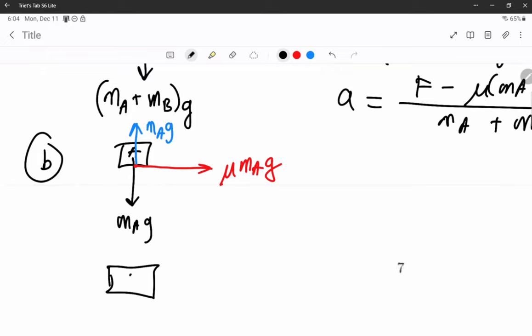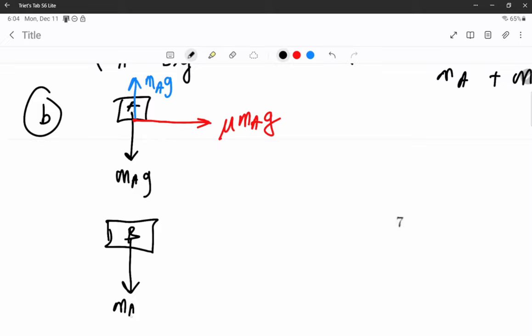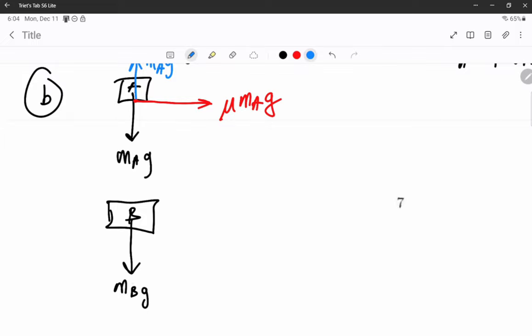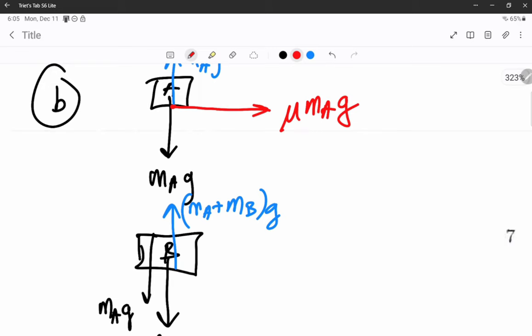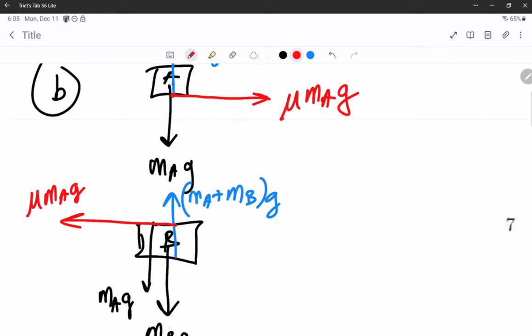And here on B, again, you have gravitational force, mBg actually. And then you also have another force from A, because A is on top of B, so that's another force applied on B from A. For the normal force, you combine them both to make sure B doesn't fly away or destroy the earth. This is (mA + mB)g. And here you have the friction force of A to the right, so due to Newton's third law, you have the same magnitude, mu mAg, in the opposite direction, to the left on B. Because B on A is to the right, A on B has to be to the left.